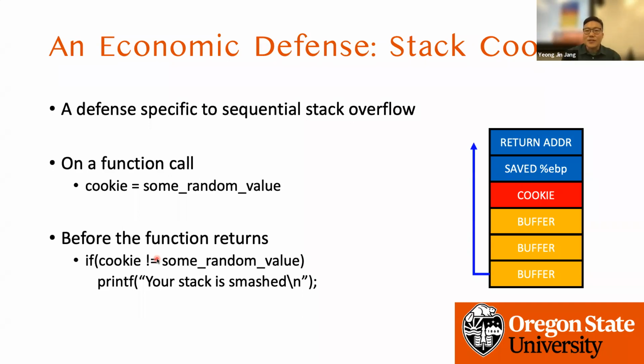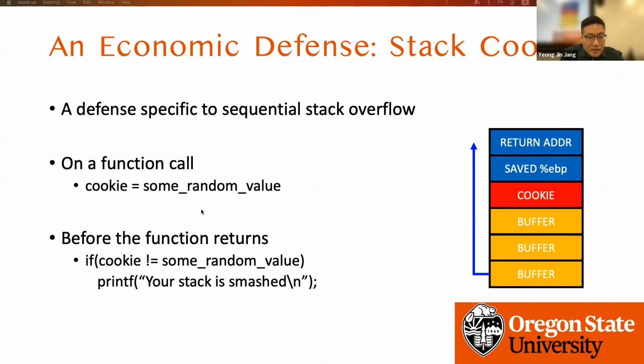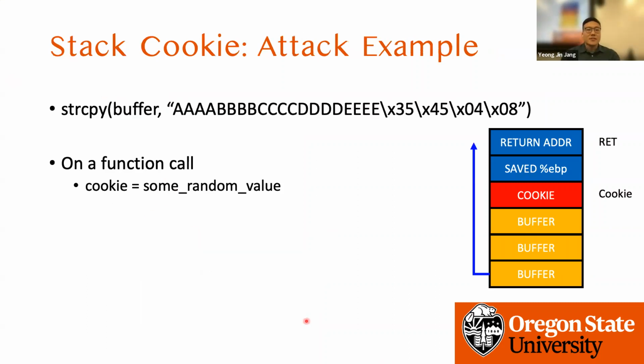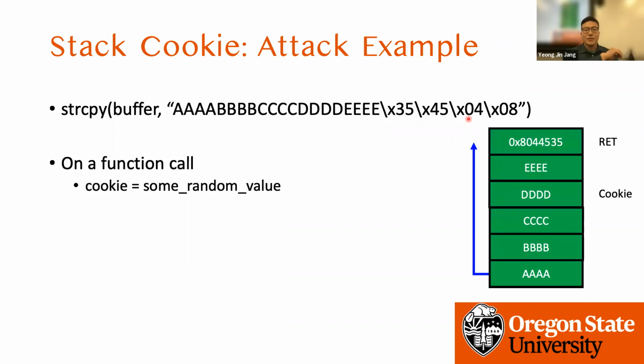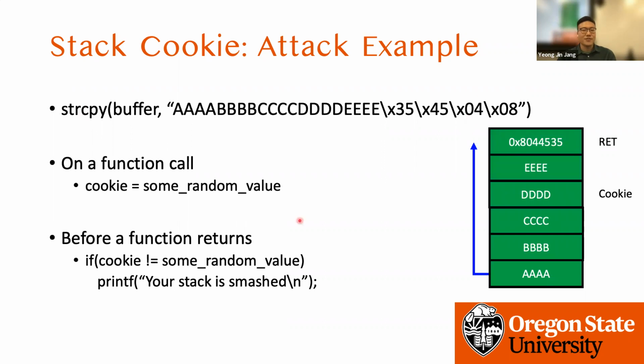Let's take a look at how it works visually. Suppose we have a string copy into the buffer, and we put values like these to overflow the buffer. DD will smash the cookie, EE will change the EBP, and then we put the address of the get-shell function. But before the function returns, we compare the global cookie value to the stored cookie value. They're not equal, so we can kill the program.